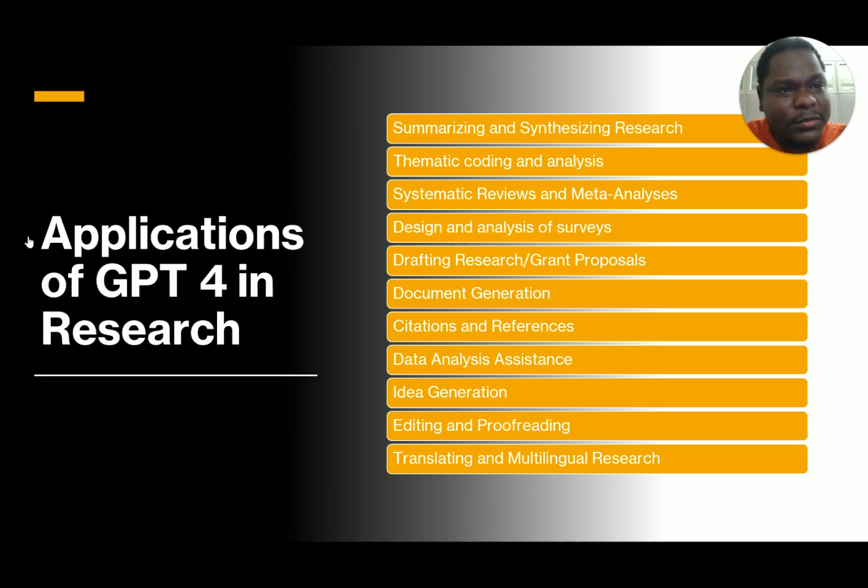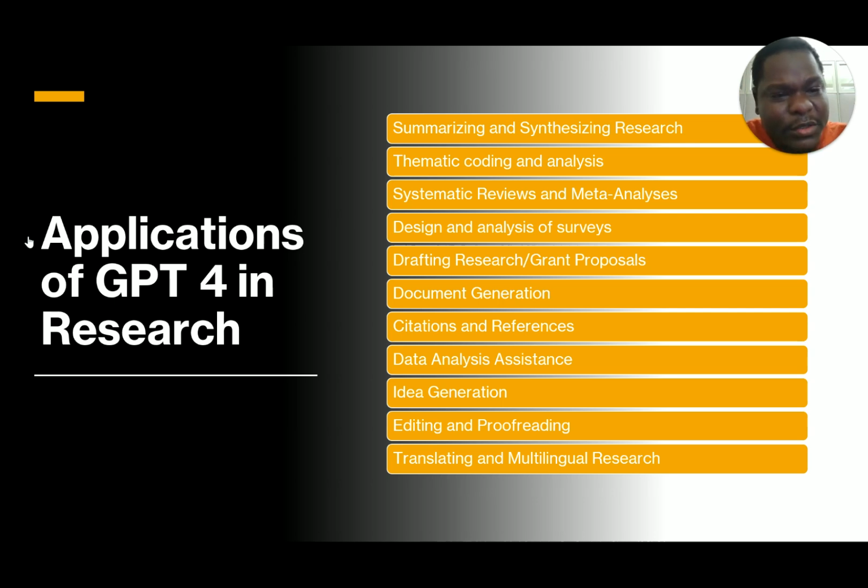The second aspect of the use of GPT-4 is thematic coding and analysis. Automating qualitative data analysis, GPT-4 can assist by coding and categorizing qualitative data, such as interview transcripts or open-ended survey responses, into relevant themes. It can also improve consistency, and automating the coding process reduces human error a little, so data is analyzed consistently.